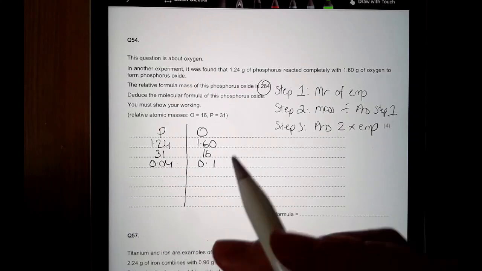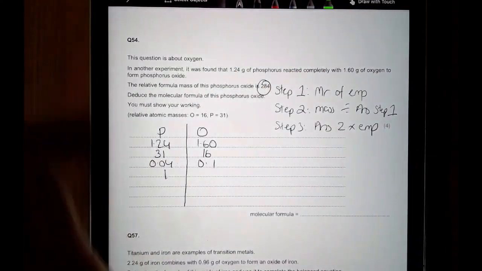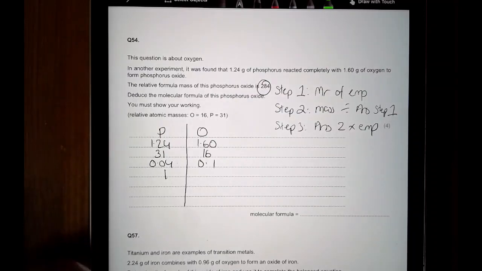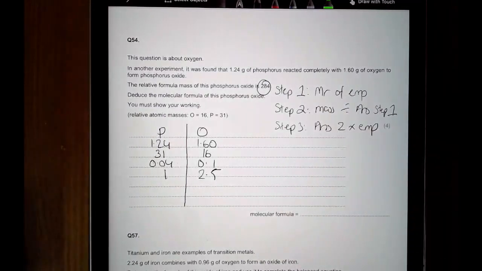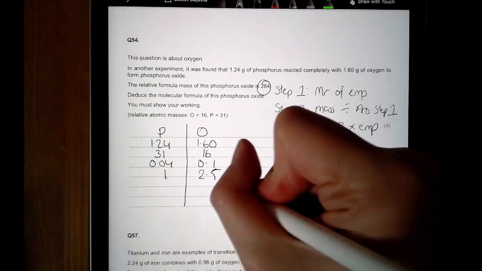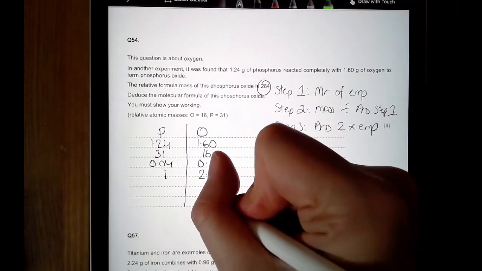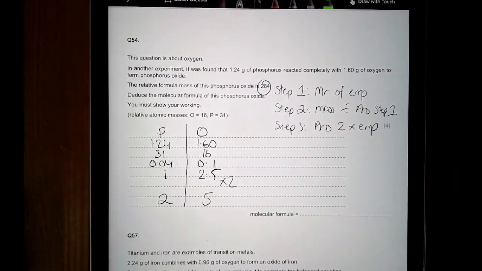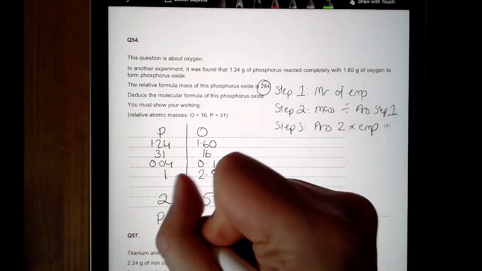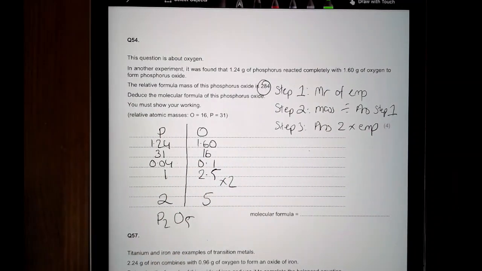Okay, pay attention, that one is smaller. So I divide both of them by 0.04, and I get a ratio here of 1 to 2.5. Now be careful here. You can't just round 2.5 up to 3. You've got a half. To make it a whole, you're going to need to multiply by 2 because there are 2 halves in a whole. So 2.5 times 2 is 5. To keep the ratio the same, I also need to multiply the other side by 2, and I get P2O5. That is my empirical formula.